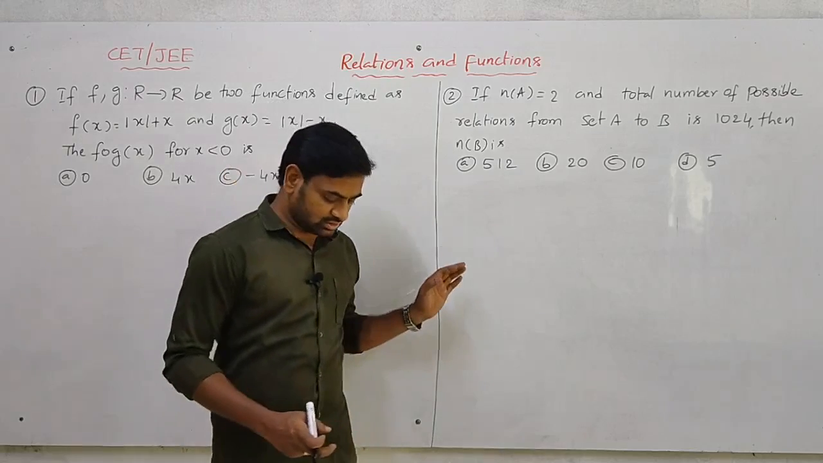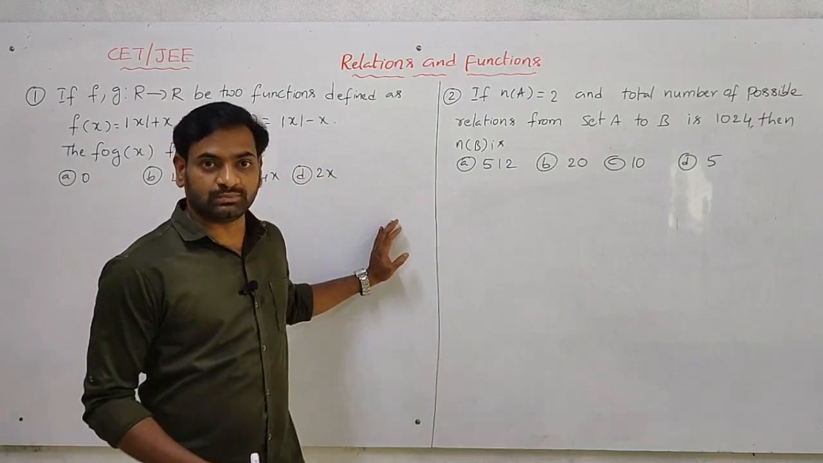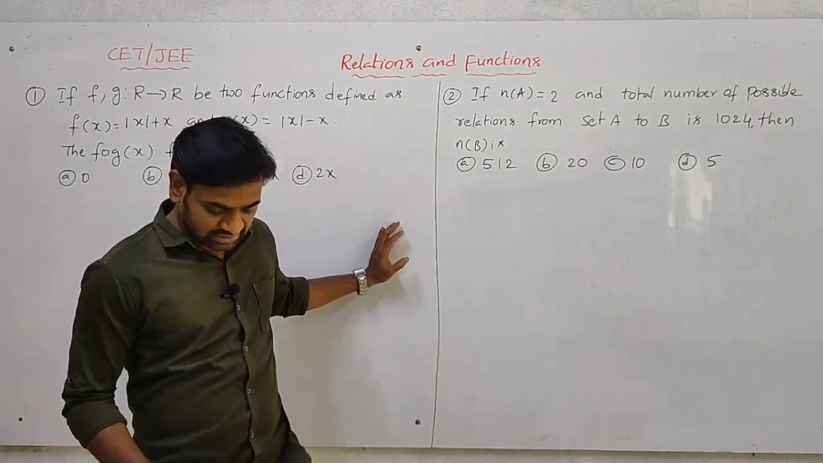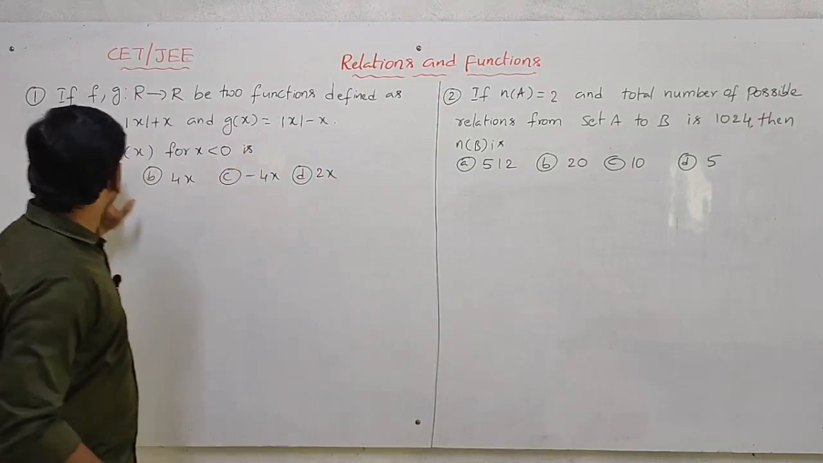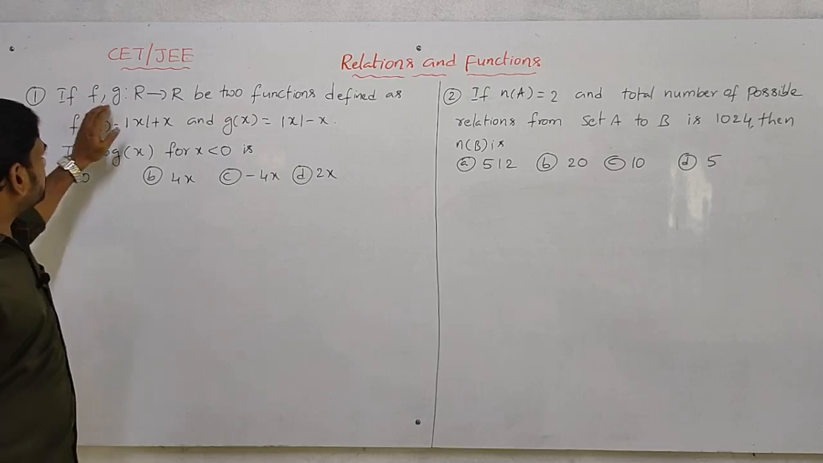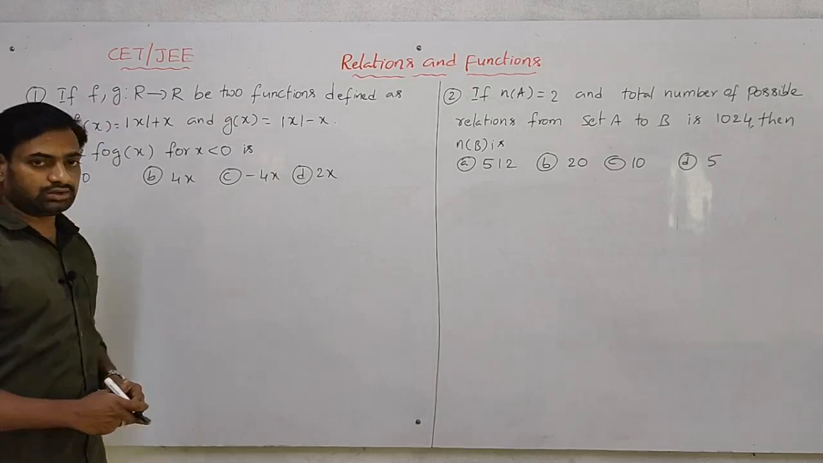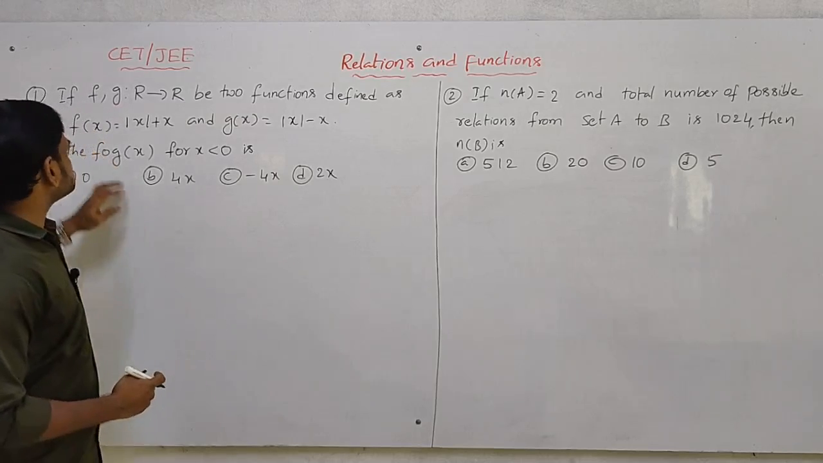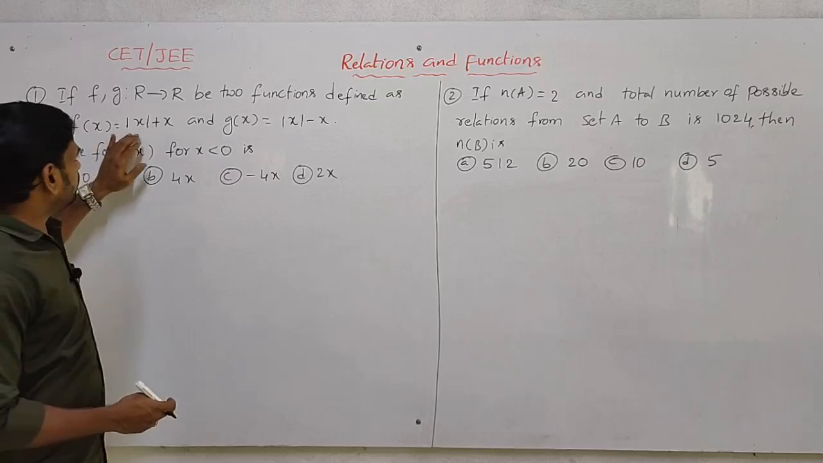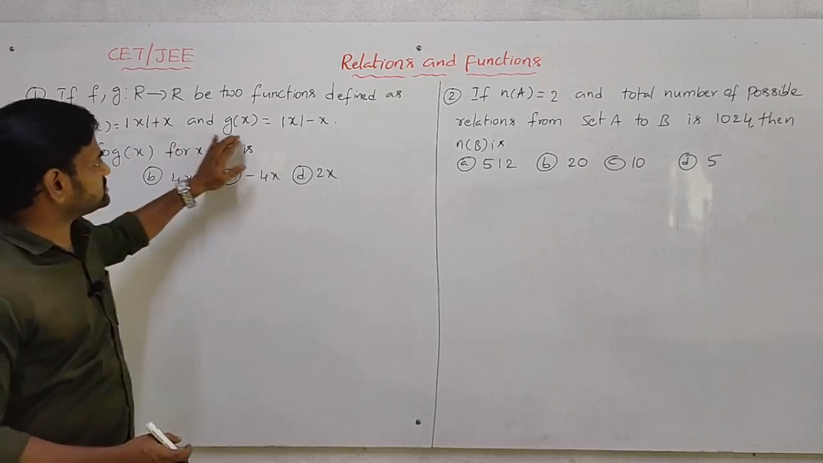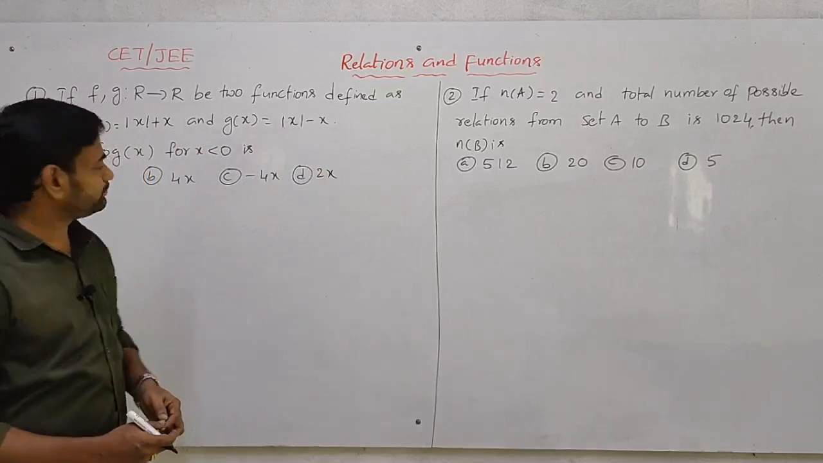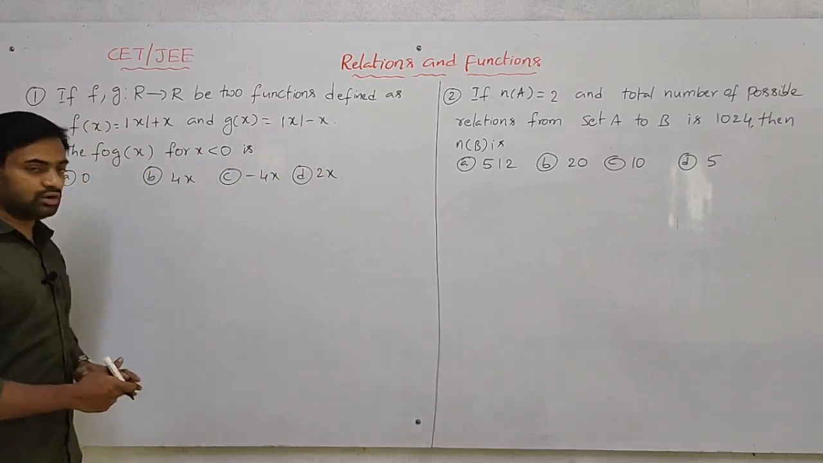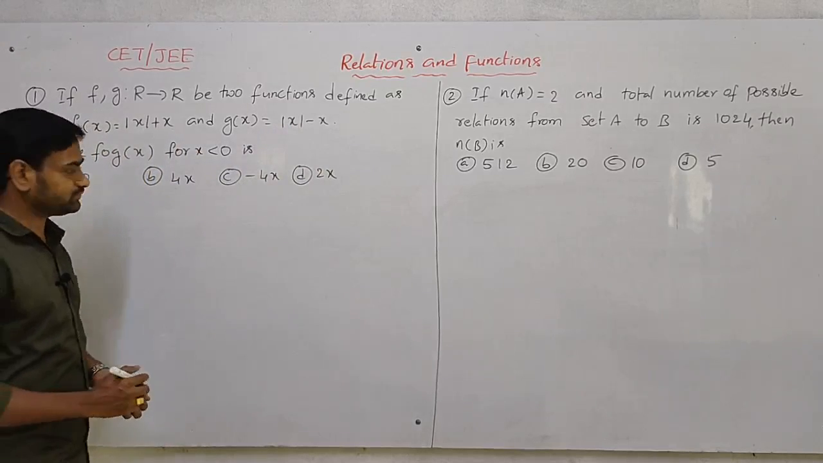Today I am giving the questions which were given in previous exams. Let us see, the first one is: if f, g from R to R are two functions defined as f of x equal to mod x plus x and g of x equal to mod x minus x, then what is the value of f circle g of x?